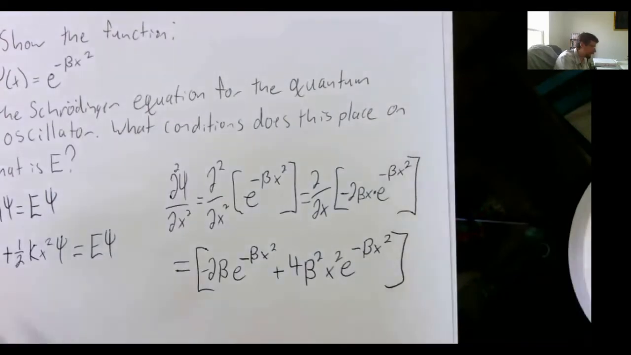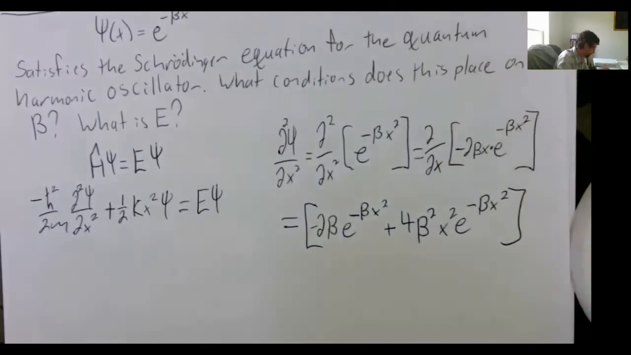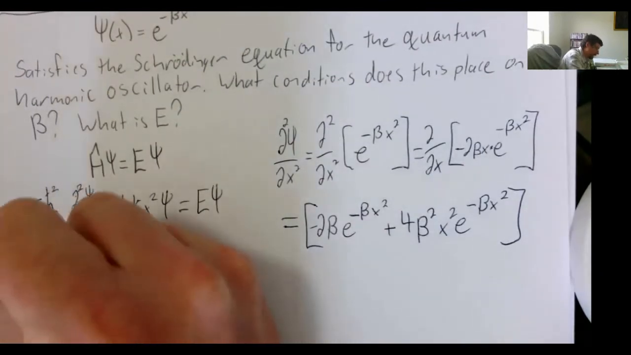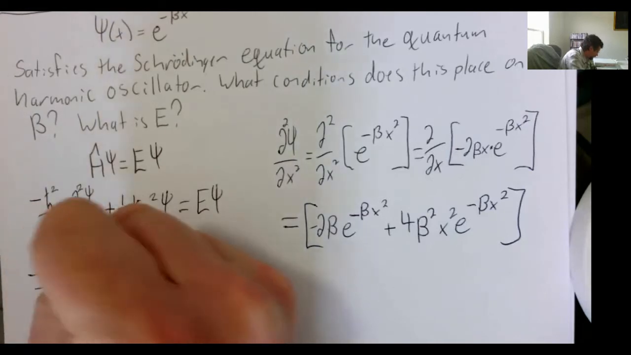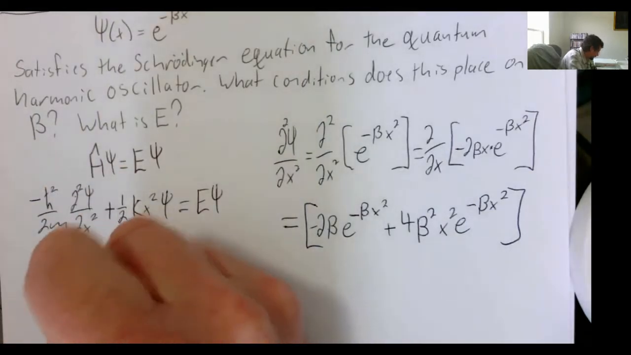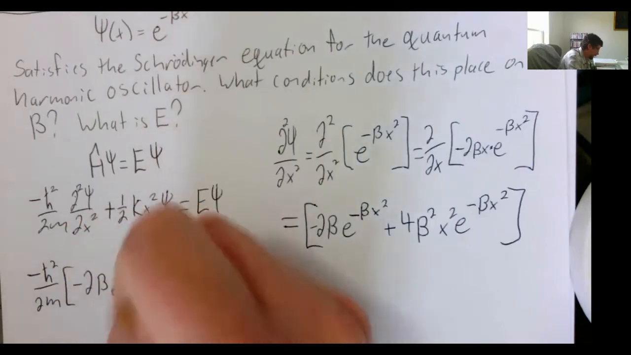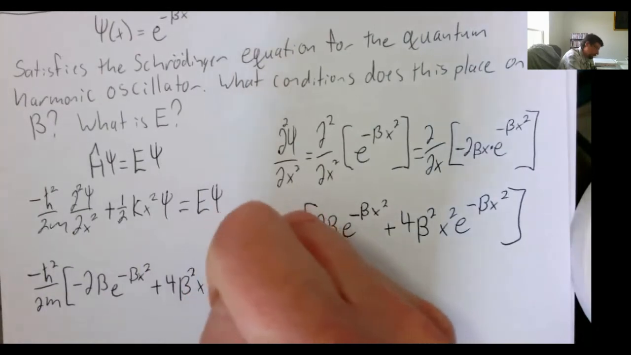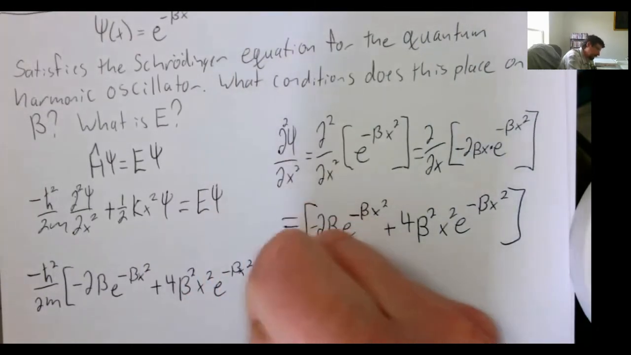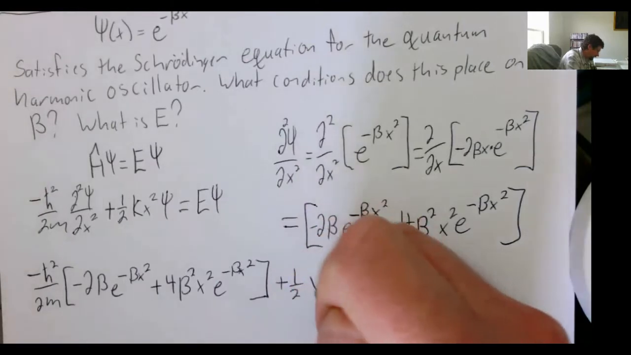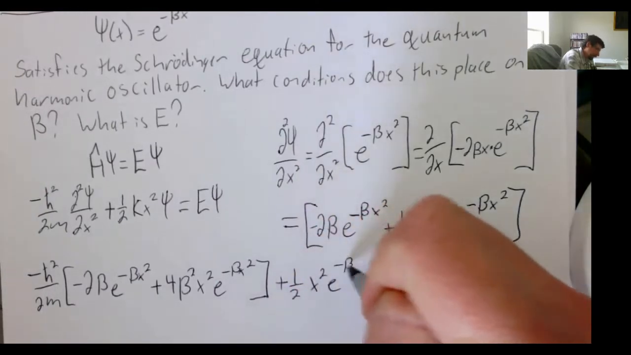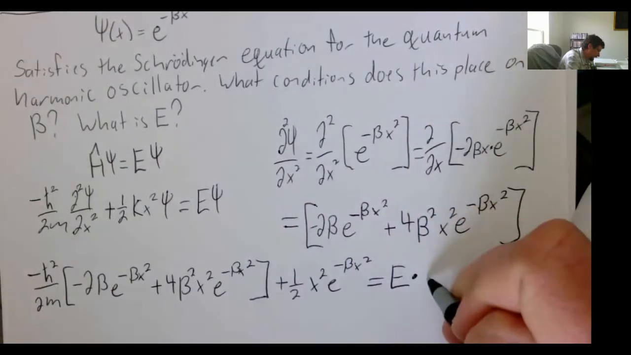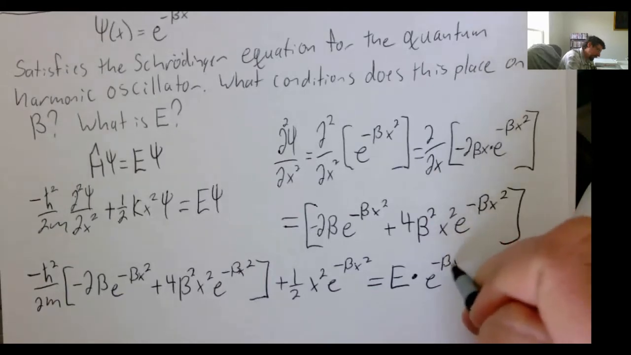Now we need to plug this back into our original equation. And we get negative h bar squared over 2m, times negative 2 beta e to the negative beta x squared plus 4 beta squared x squared e to the negative beta x squared, plus 1/2 k x squared e to the negative beta x squared. And that should all be equal to E times e to the negative beta x squared.